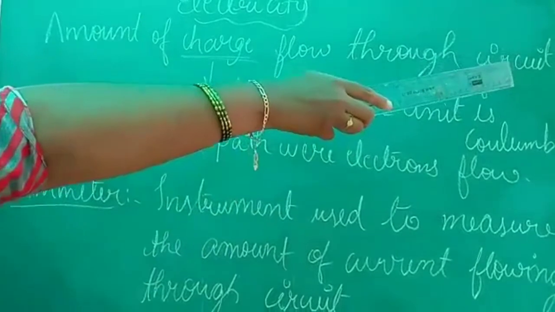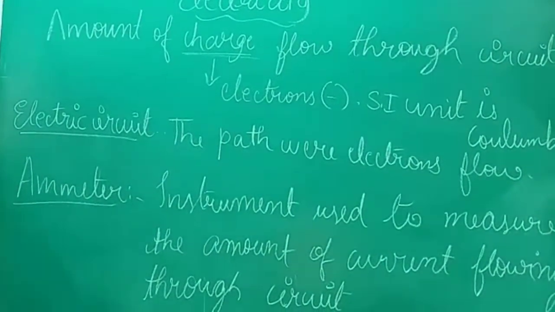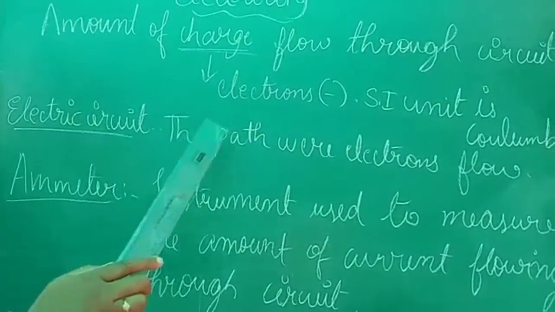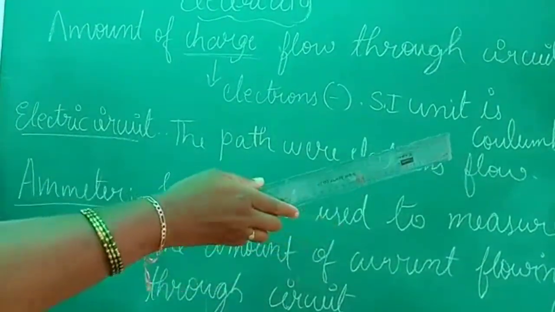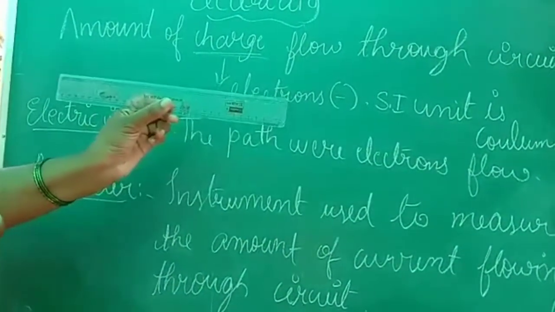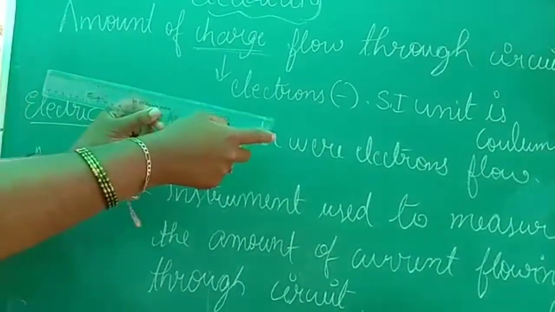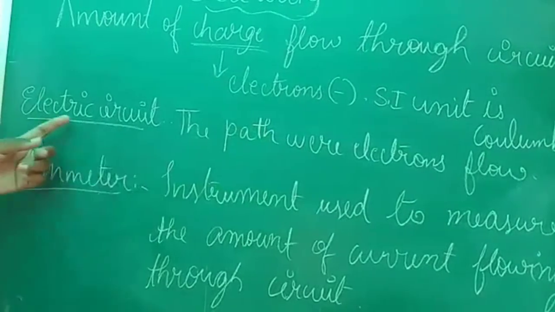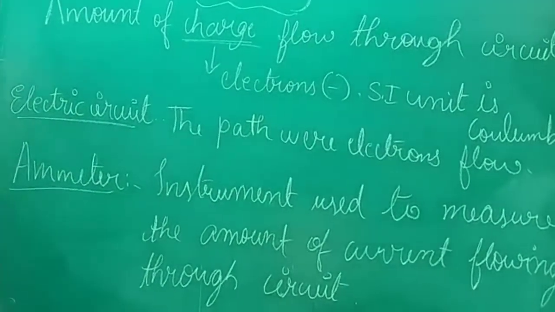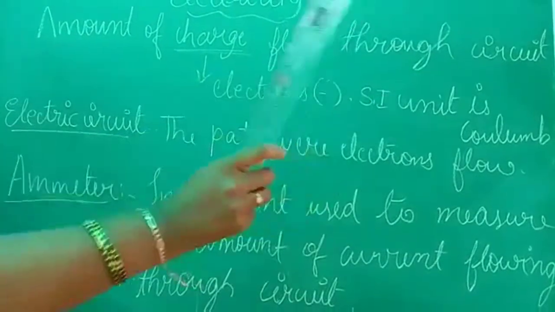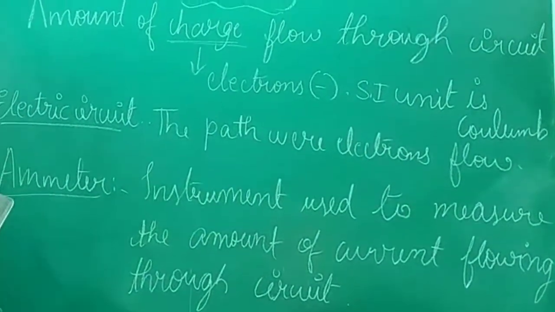Now we are speaking about the circuit here. So what is an electric circuit? It is the path where electrons flow. Suppose consider this is a path. Here the electron starts flowing from this end to this end. So this path becomes electrical circuit. Electric circuit means the path where electrons flow, that is called as electric circuit.